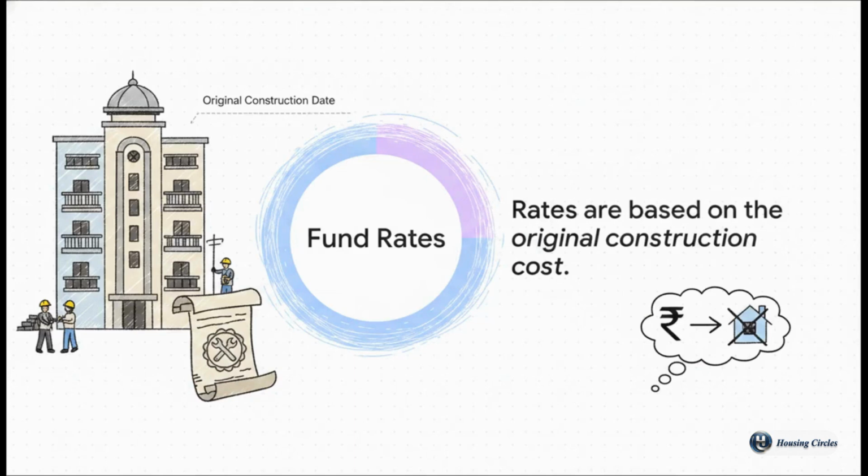And for some of these funds, the government actually dictates the exact minimum amounts you have to put in. The sinking fund requires a minimum statutory contribution of 0.25%, and the repair and maintenance fund needs a minimum of 0.75%. But here is the absolute crucial detail straight from the text. Those percentages, they're not based on your flat's current market value.